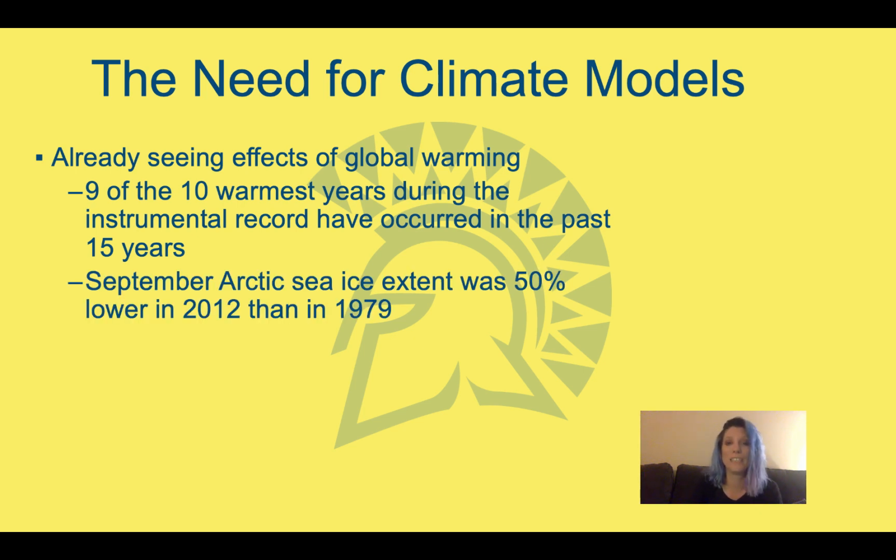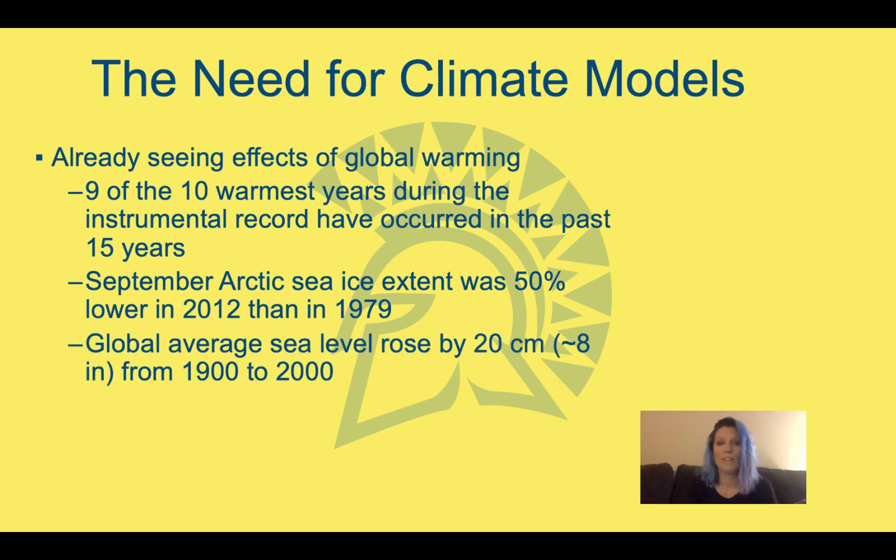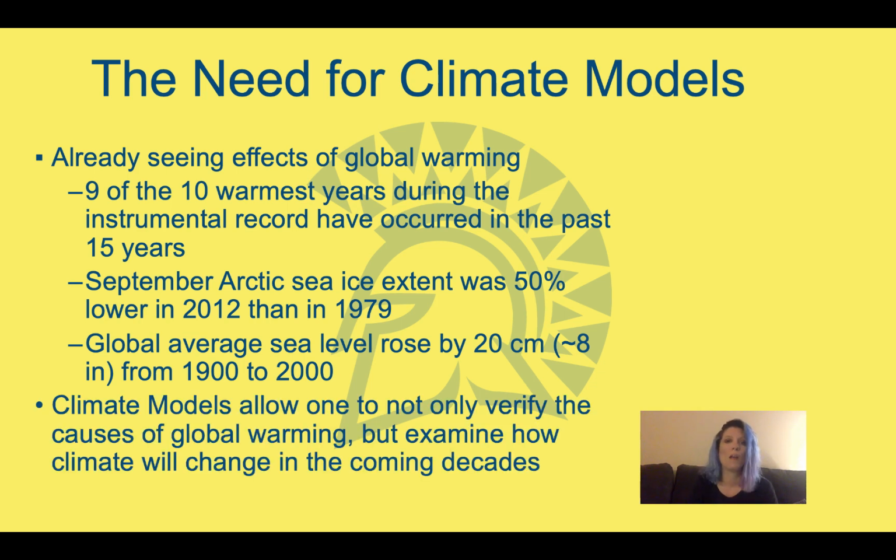The September Arctic sea ice extent was 50% lower in 2012 than in 1979. The global average sea level rose by 20 centimeters, around 8 inches, from 1900 to 2000. It might not sound like a lot, but think about Florida. How far above sea level is Florida sitting? Not very much. I think it's a foot. So, 8 inches actually matters when we're talking about areas of the country or even the world that are extremely close to sea level.